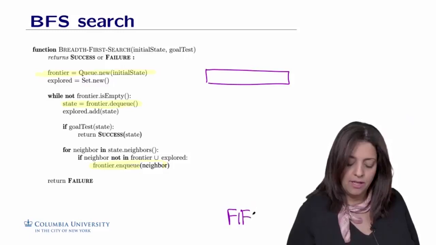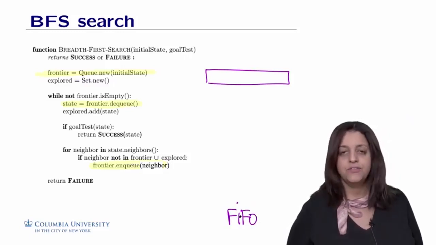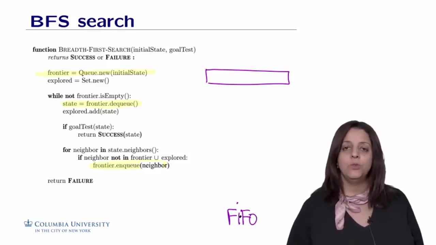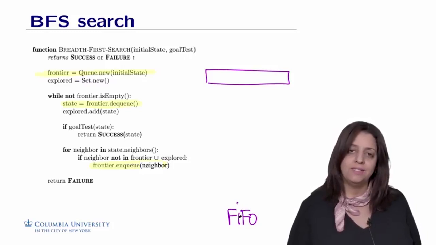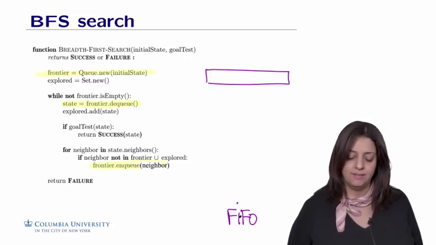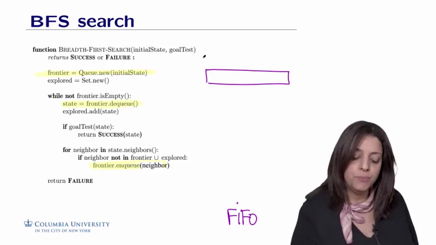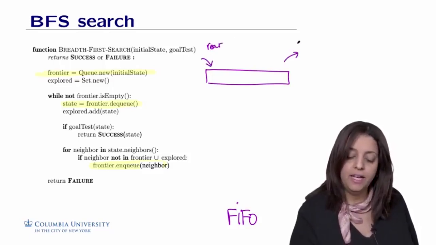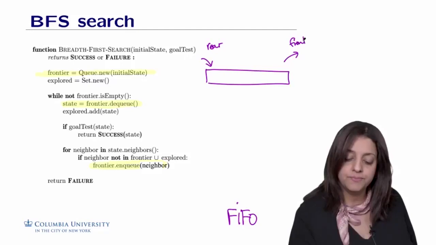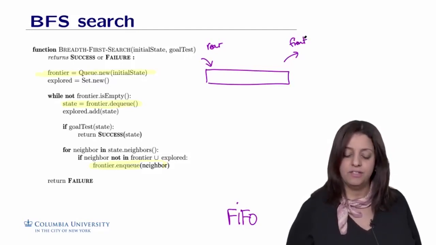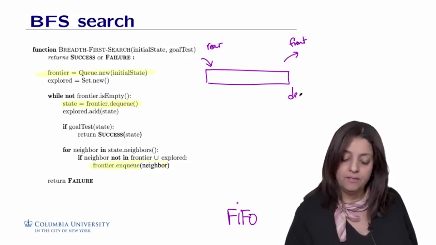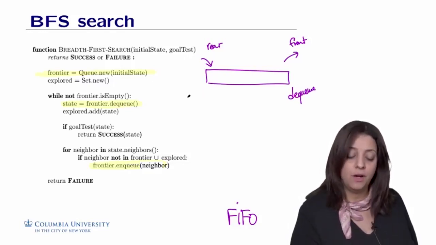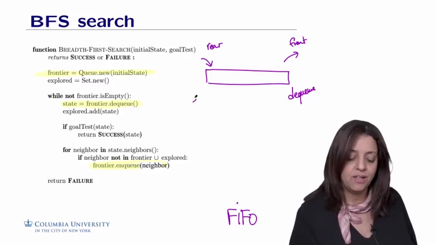That's what we call FIFO, which is first in, first out. So we're going to respect the order in which we put the elements in the fringe, or in the waiting room to be tested. We're going to put from the rear of the queue, and we're going to take from the front of the queue. The action of taking from the front is called dequeue, and the action of putting things in the rear of the queue is called enqueue.